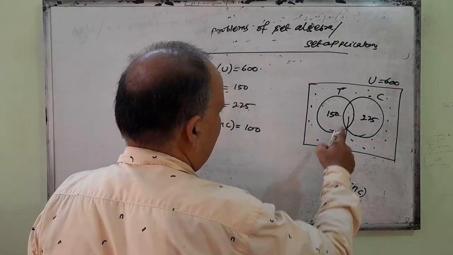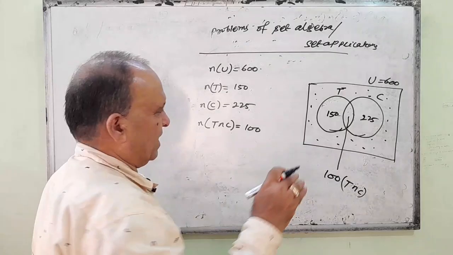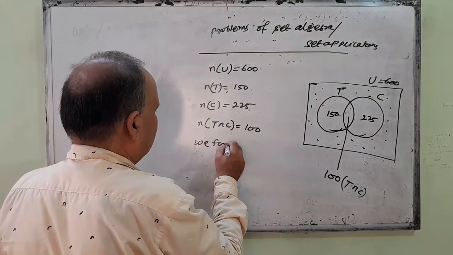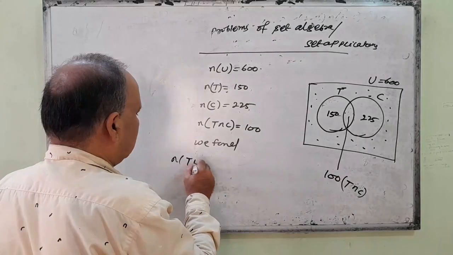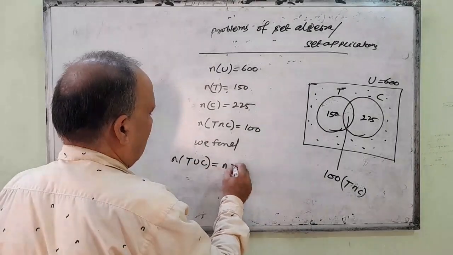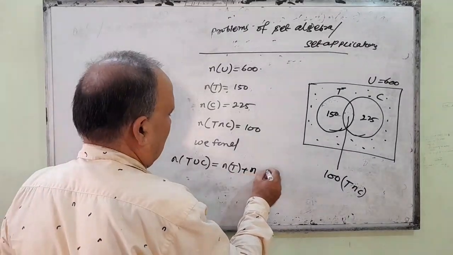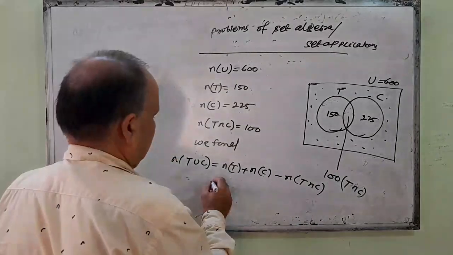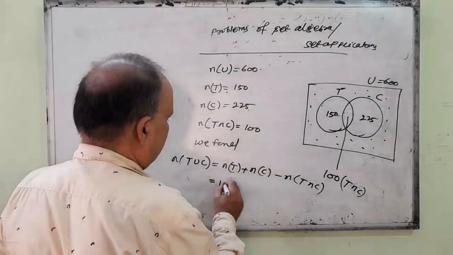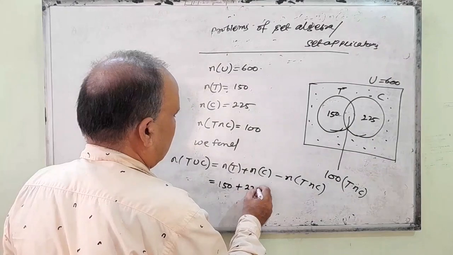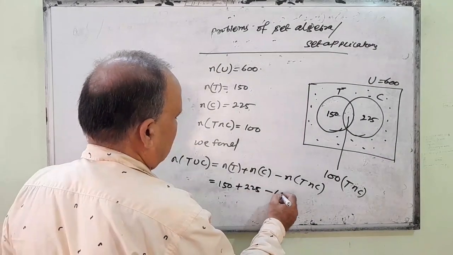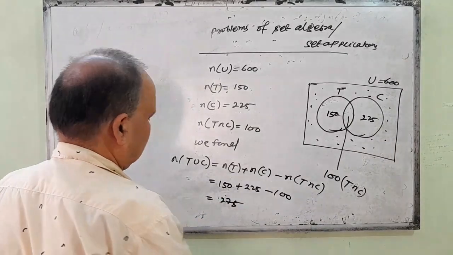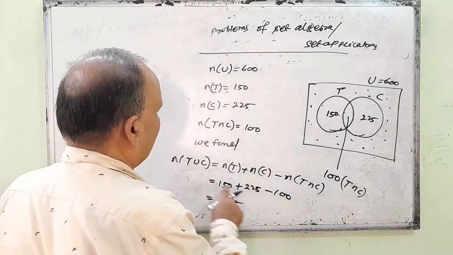First we find the number of students taking either tea or coffee. So first we find order of T union C, that is equal to order of T plus order of C minus order of T intersection C. That is your 150 plus 225 minus 100, that is 275. These are taking either tea or coffee.